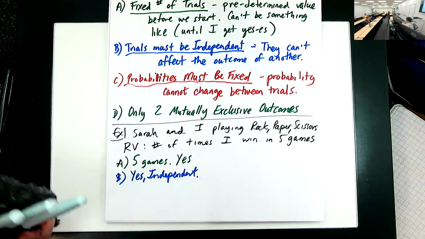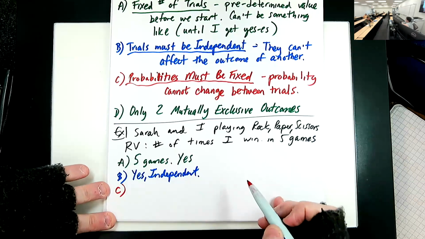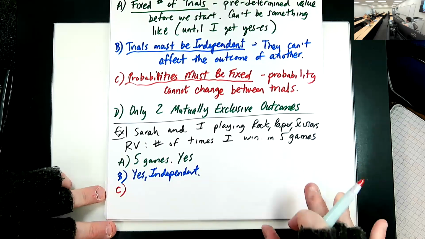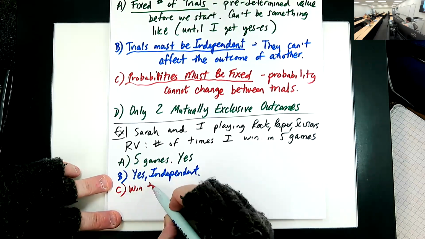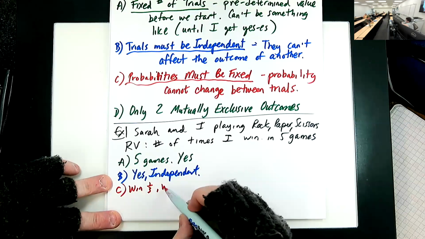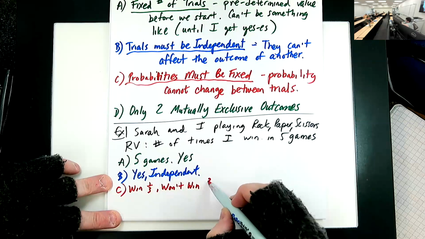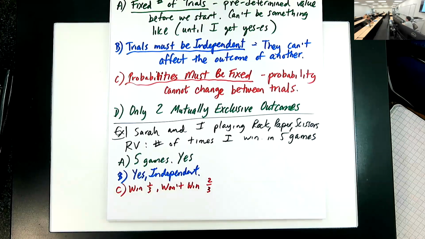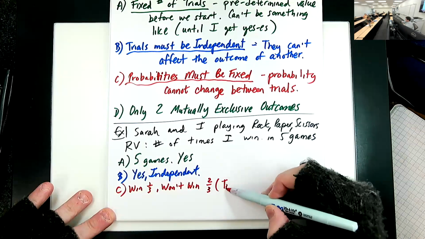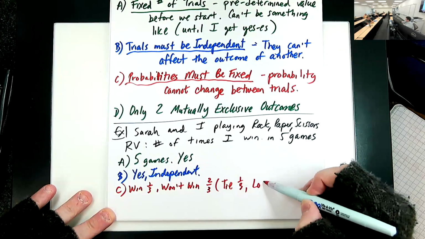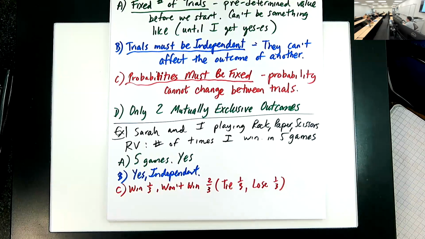C, are the probabilities fixed? I will win 1/3 of the time, and I won't win 2/3 of the time. Now, I could break this down further. I could tie 1/3, or I could lose 1/3. But I'm tracking how many times I win. So anything that is not a win goes in the other column.